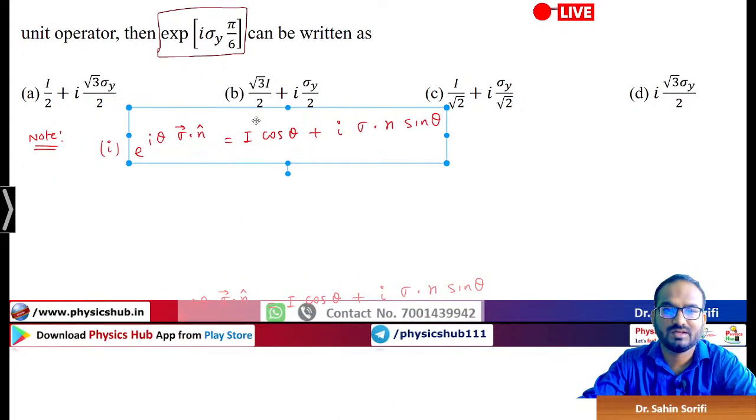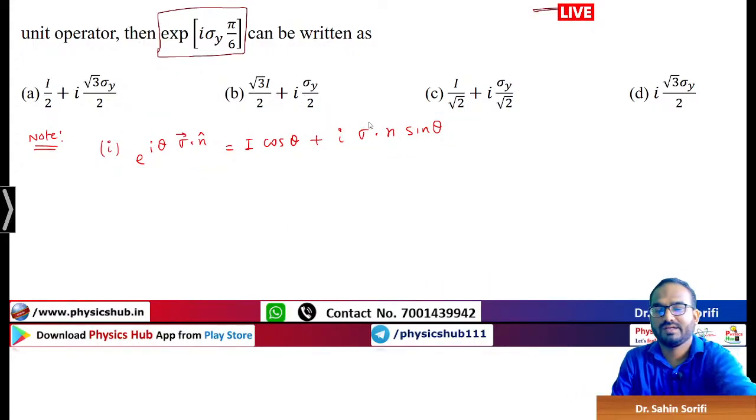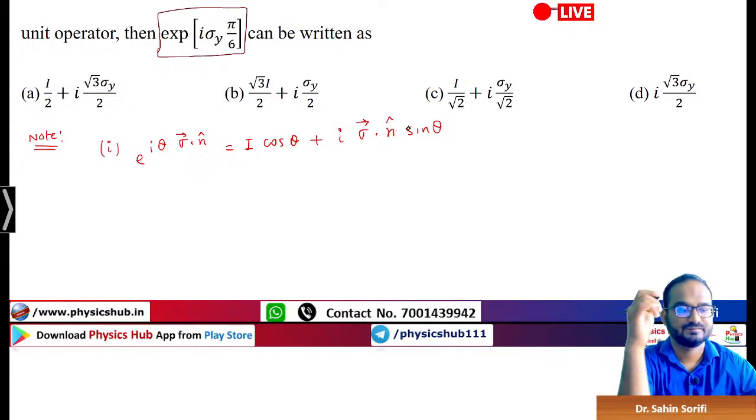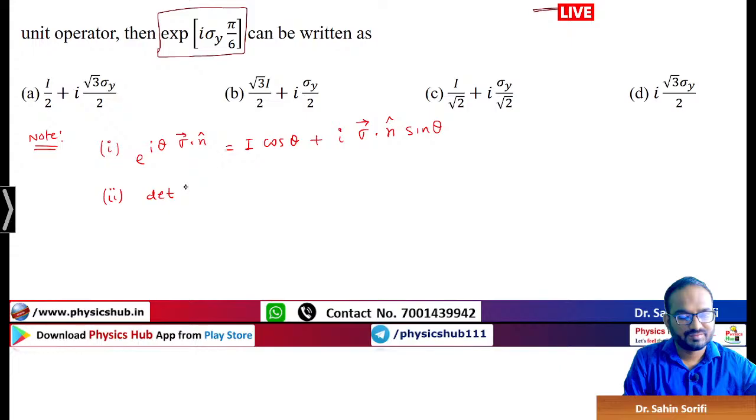E to the power i theta sigma dot n is equal to I cos theta plus i times sigma dot n cap sin theta. Secondly, it may not be useful, but for your information, if you calculate the determinant of i theta sigma dot n cap, you get theta square.